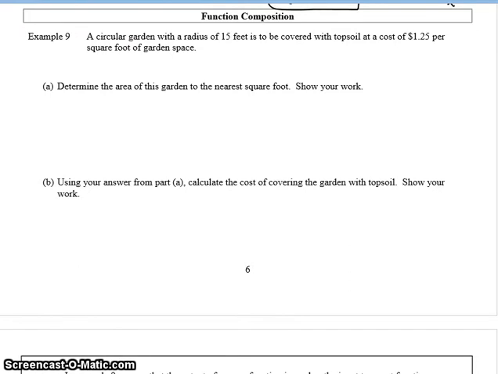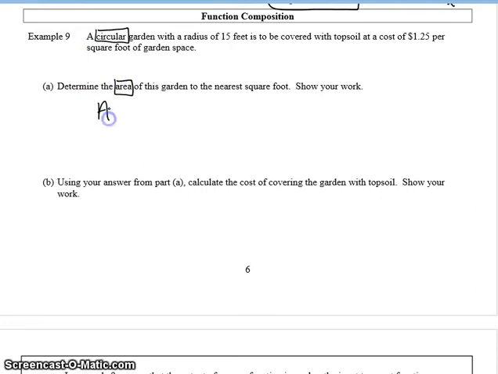Example 9. A circular garden with a radius of 15 feet is to be covered with topsoil at a cost of $1.25 per square foot of garden space. Determine the area of the garden to the nearest square foot. Show your work. Okay, so the things you have to pay attention to: it does say circular, and it wants area.